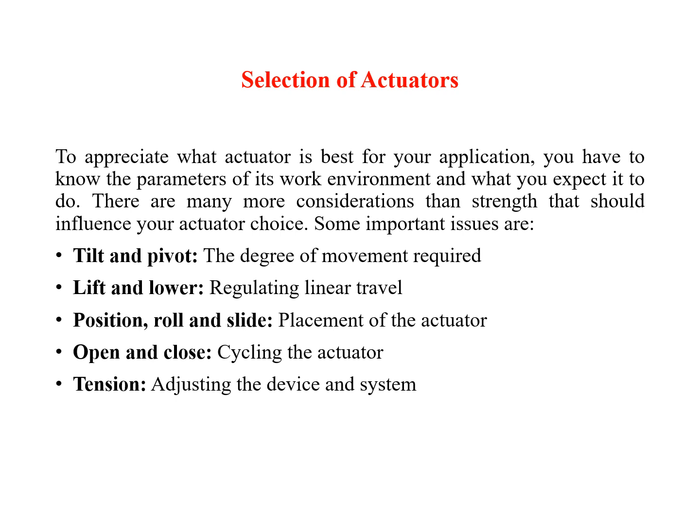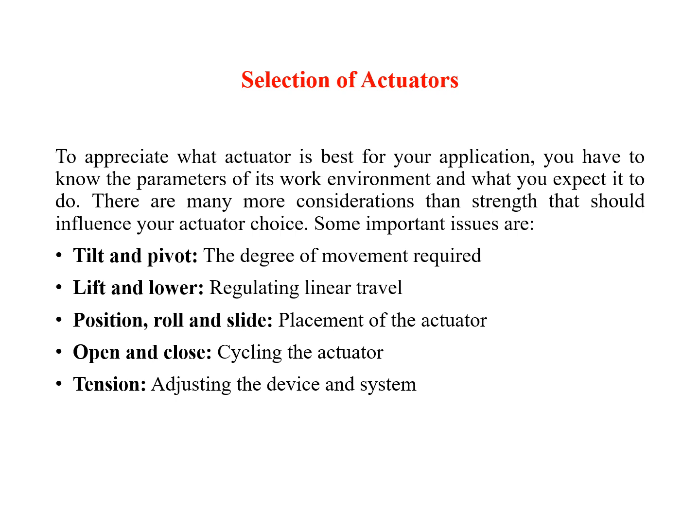The key considerations in actuator selection are tilt and pivot, lift and lower, position, roll and slide, open and close, and tension. First, tilt and pivot. These terms relate to the angular movement or the rotational capability of an actuator, and they emphasize the range of motion required for a specific application.